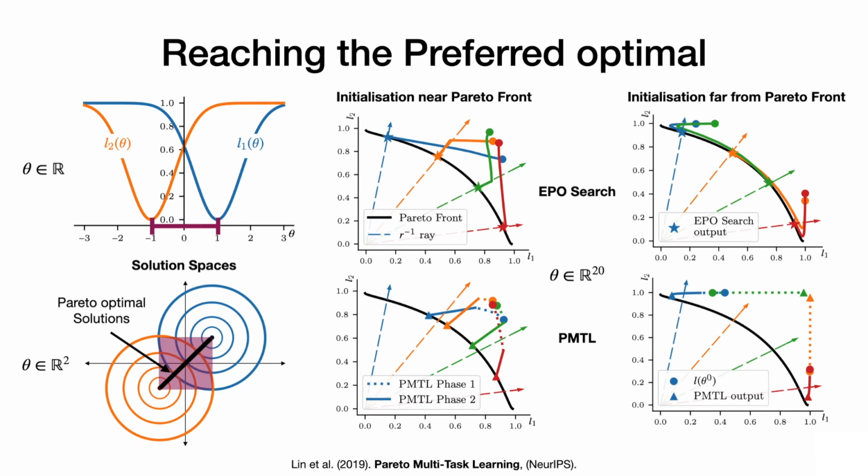Next, let's see how both methods perform when initialization is done outside the hypercube, which is far from the Pareto front. Finding a solution in this type of initialization is hard because you have to overcome the local minima of the less preferred objective. But due to the controlled ascent property of our algorithm, it overcomes this hurdle and traces the Pareto front to reach the preferred point. But the Pareto MTL method doesn't do that.